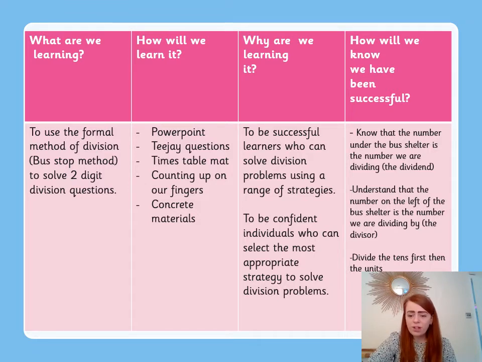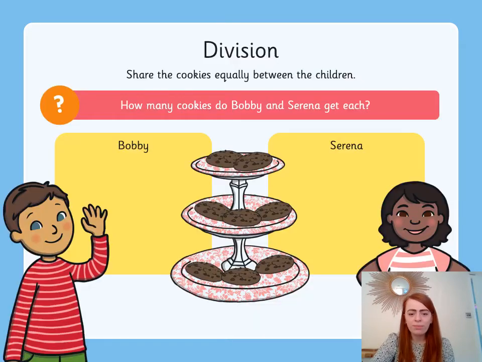To be successful, your success criteria is to know that the number under the bus shelter is the number we are dividing, so the dividend, and understand that the number on the left of the bus shelter is the number that we are dividing by, so it's called the divisor. And we also need to know that we divide the tens first, then the units. Now, boys and girls, I know we haven't even looked at a bus stop question yet, but this will all become clear once we go into our first example.